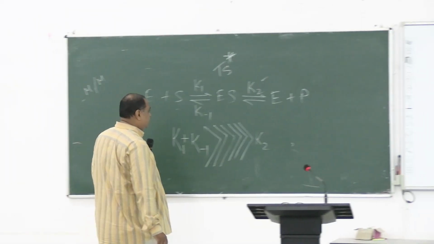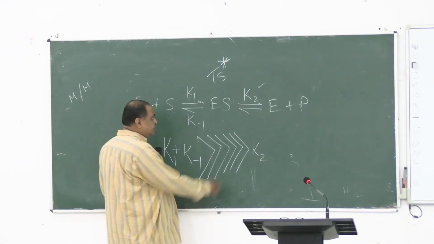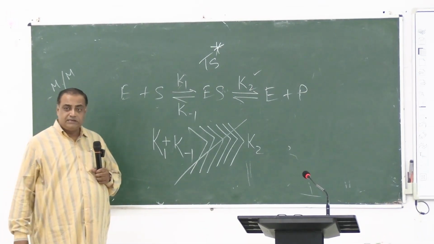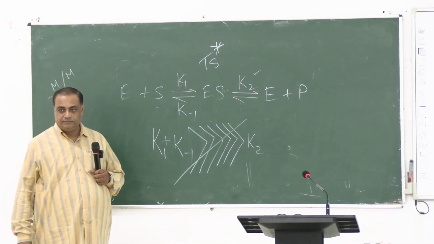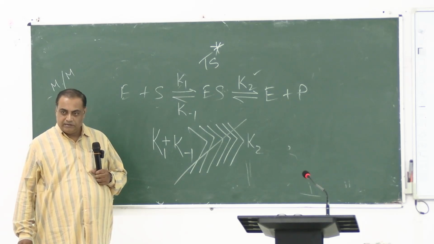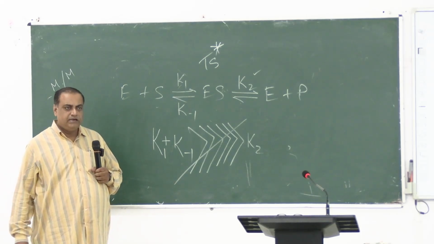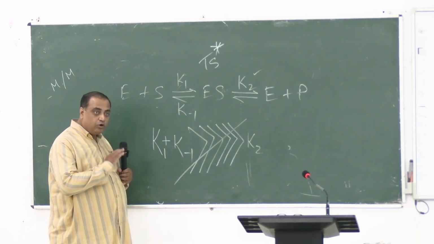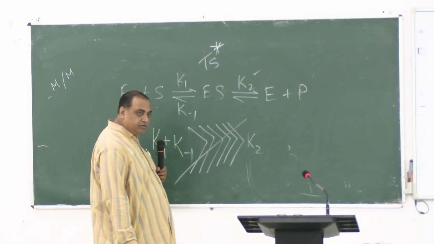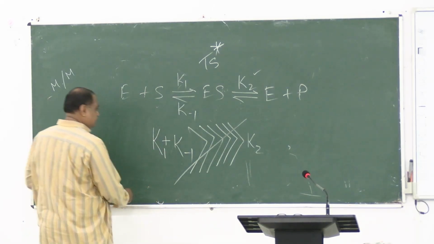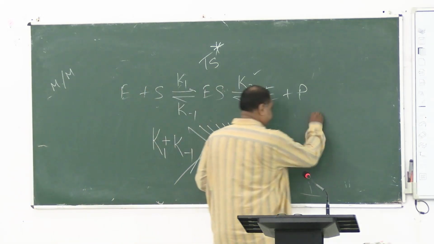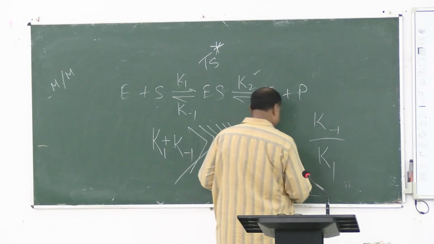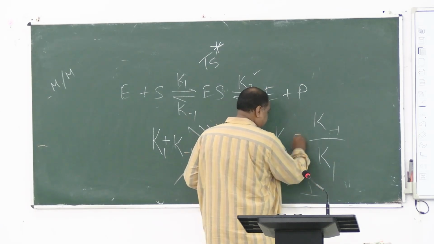Then Briggs and Holden said that K2 in a biological system, it is not correct. Right? They said a lot of product is formed and it is a very rapid reaction. So K2 cannot be ignored. So they formed it like this. Sorry, it is K minus 1 by K1. This was by Ks.